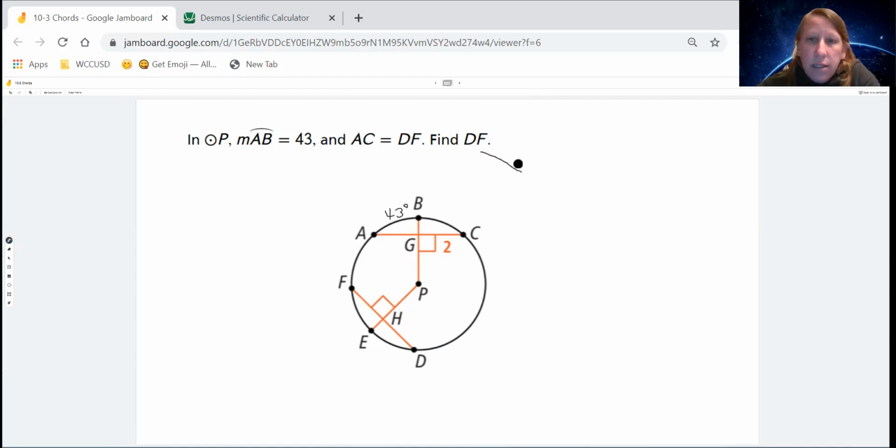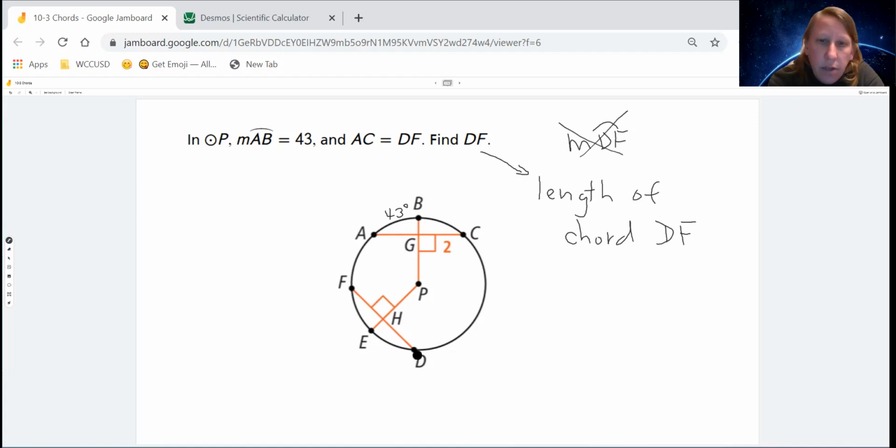Okay, and what that means is I don't want the measure of arc DF. I don't want DF this way. I want the length of DF. So if it says find DF, I want to know what is the length of chord DF. That's what that means. I don't want the measure of the arc. I want the length of the chord DF. I don't want the measure of arc DF. That's different.